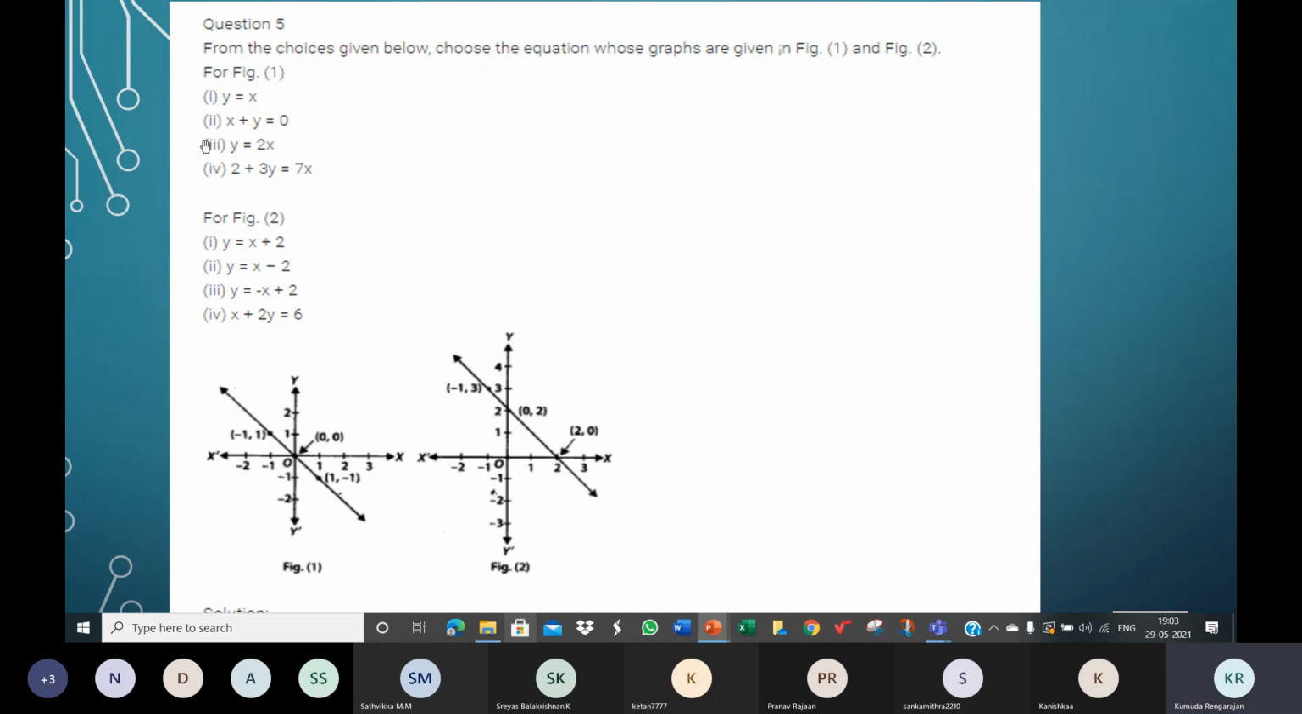So it is not 1, it is not 3, it is not 4. It should be 2. And 2 is x plus y is equal to 0. And you can see it. x plus y, -1 plus 1, 0. 0 plus 0, 0. 1 minus 1, 0. Option 2 is the correct option.